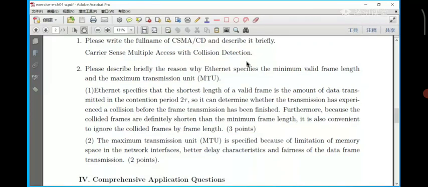Question 2, please describe briefly the reason why Ethernet specifies the minimum valid frame length and the maximum transmission unit, MTU.